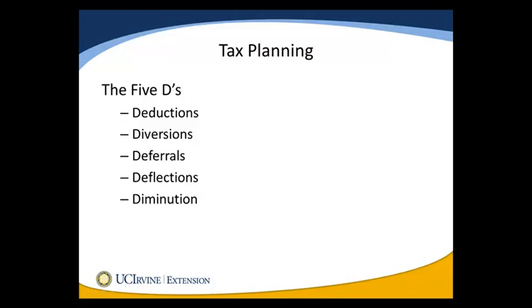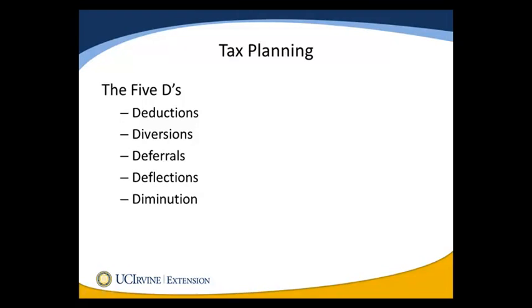Diversions. Take steps to make investments from which the returns will escape taxation or be taxed at a reduced rate. Some examples are student 529 plans, health savings accounts, and Roth IRAs. The next category is deferrals. Take steps to defer taxes until future years, perhaps with an IRA or employer retirement plan. Next we have deflections. Transfer assets to someone in a lower tax bracket. Transferring taxable college savings to your child may be a good choice.